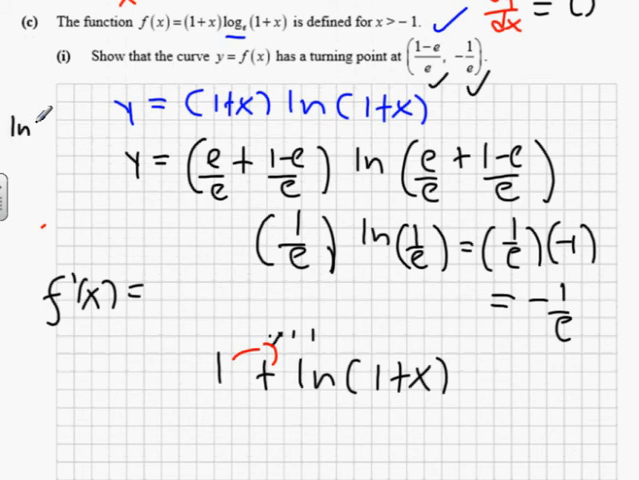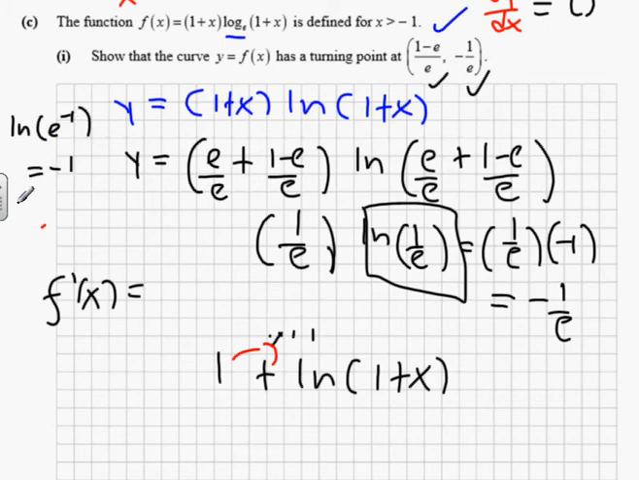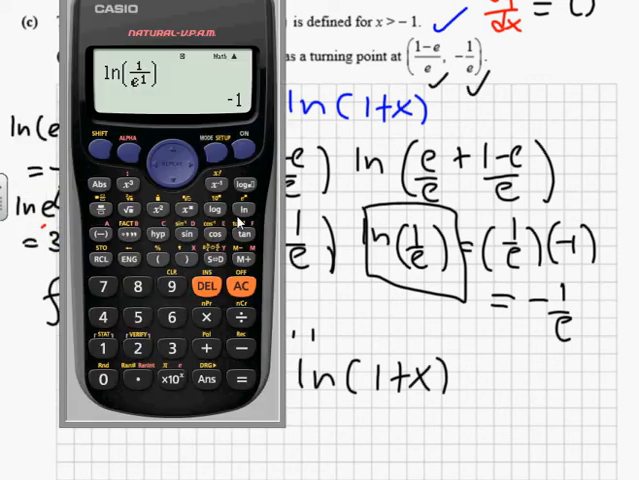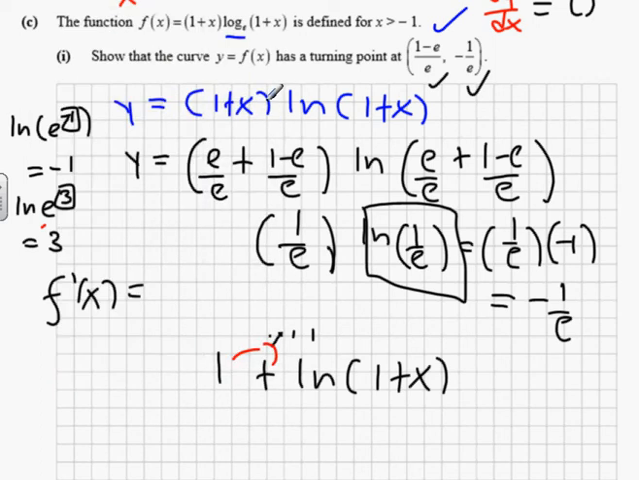Now just a quick note for you. This part here, the ln 1 over e, was the same thing as ln e to the minus 1. ln e to the minus 1 is minus 1. Say ln e to the power 3. It's the power that's important with this. And the answer to that would be 3. So you can check that out yourself. Just a quick side note to the question: ln e to the power 3 would be 3.